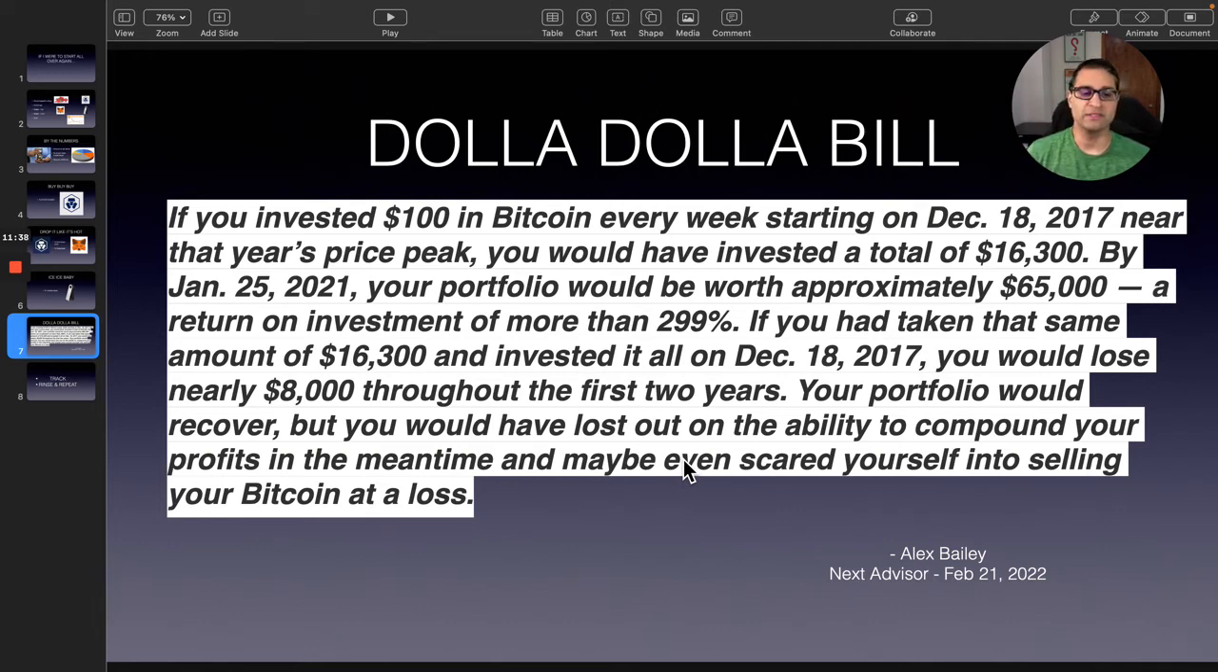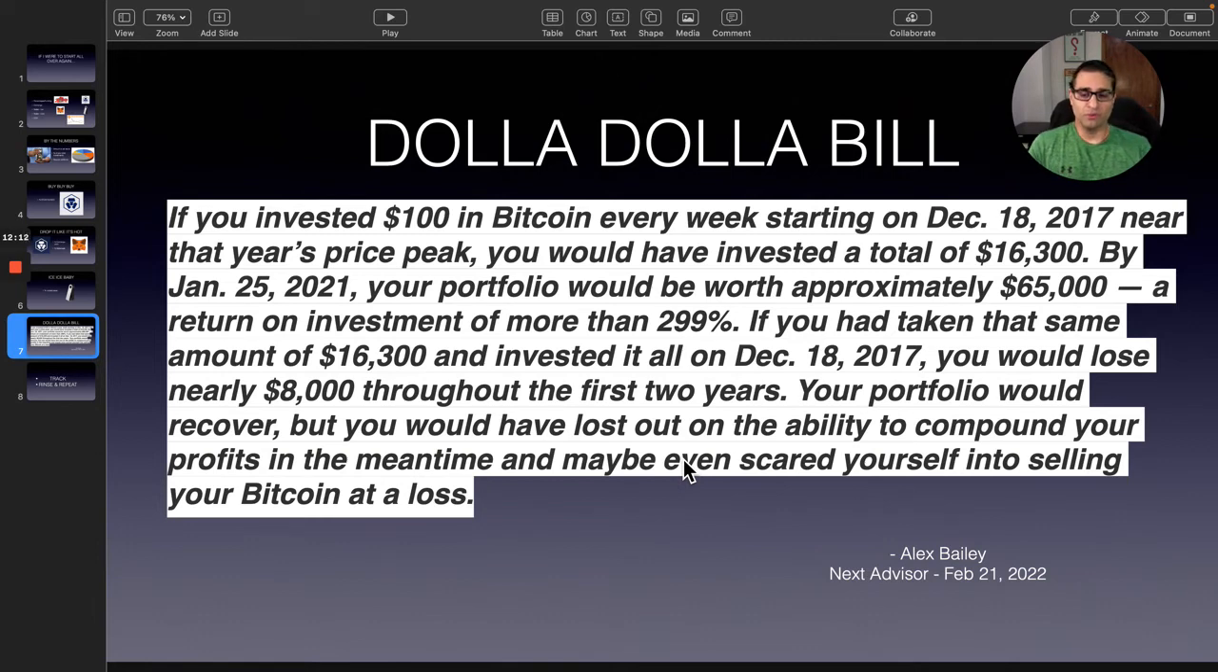Now if you'd taken that same amount of 16,300 and invested it all on December 18, 2017, this is where I'm talking about the big chunk. Instead of doing $100 a week starting on December 18th, you just have 16,300 sitting on the sidelines, and you're like, you know what? Whatever the price is for Bitcoin, I'm going all in. And so you invest all 16,300 on December 18, 2017. You actually would have lost 8,000 throughout the first 2 years.